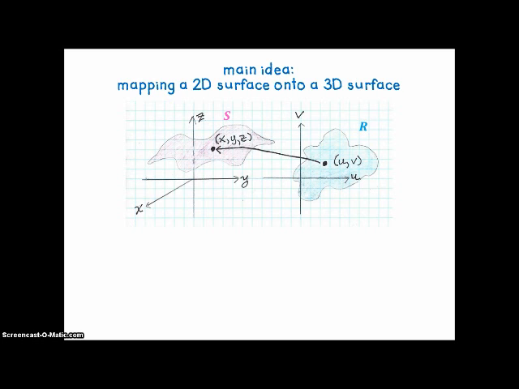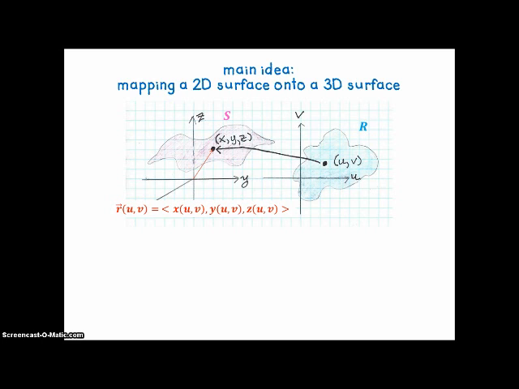So on the right you have a flat region R in a UV plane, and each point U, V gets mapped into three-dimensional space onto a point X, Y, Z. Now the way we do that mapping is we map onto a vector function. So there's that red position vector, and we find that vector by a recipe of three functions, each of which is a function of two variables.